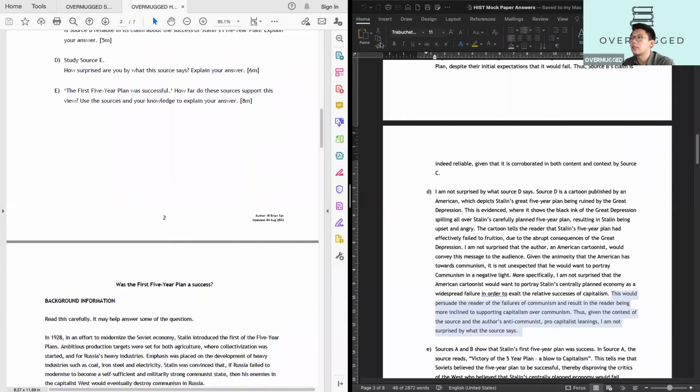Okay, we'll move on to the last question. The first 5-year plan was successful. How far do these sources support this view? Use the sources and your knowledge to explain your answer.